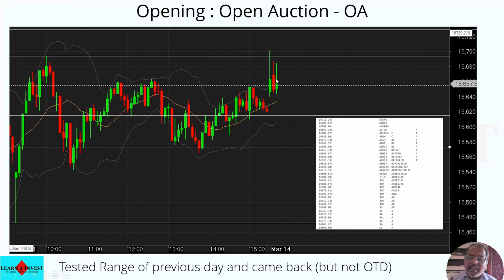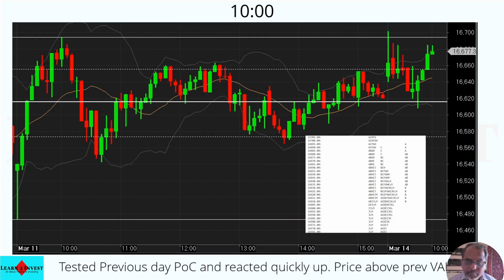There is no drive. You may say that it tested and then it drove, but if it was a drive, then you would see red candles coming down one after another. You don't see that. So the sellers have been met with buyers sitting around the value area high. There are sellers sitting near the range high, and buyers sitting near the value area high. This is how much we understand in the first few minutes of the market opening.